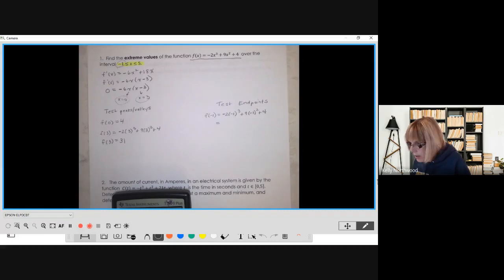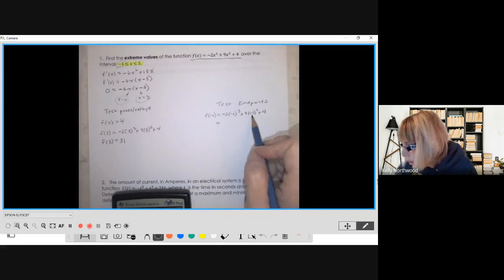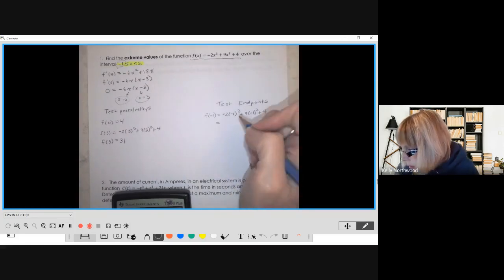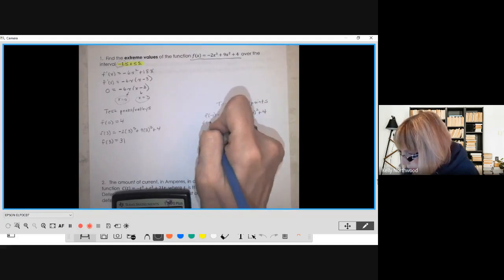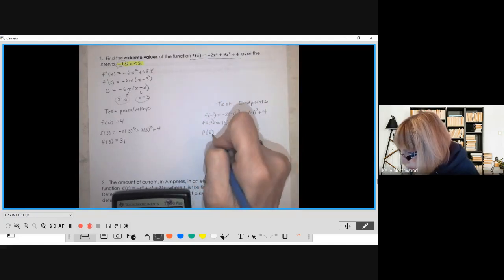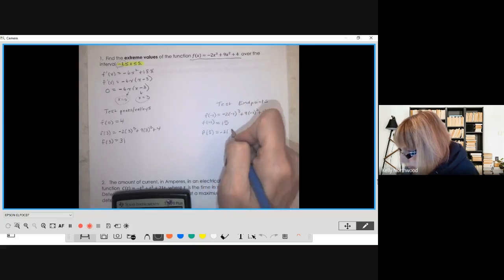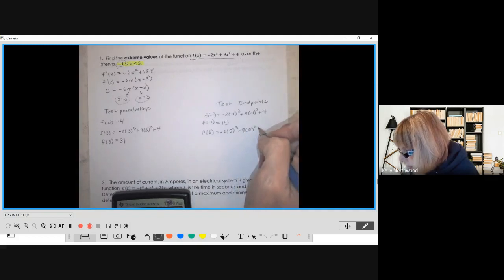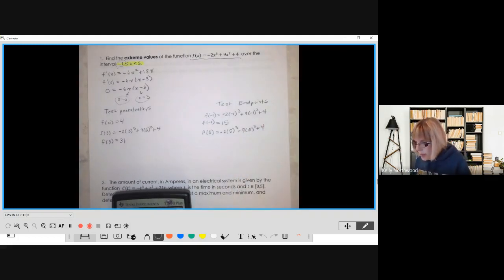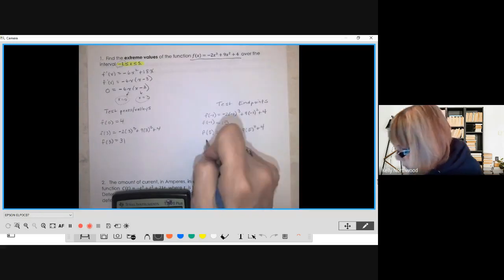So that's going to be 2 plus 9 is 11 plus 4 is 15. And f at 5 is going to be -21.